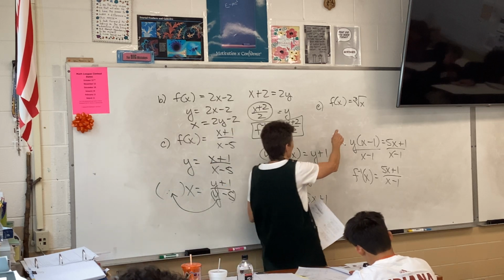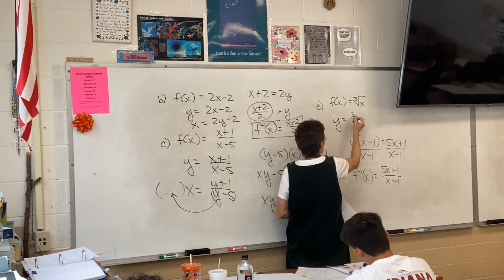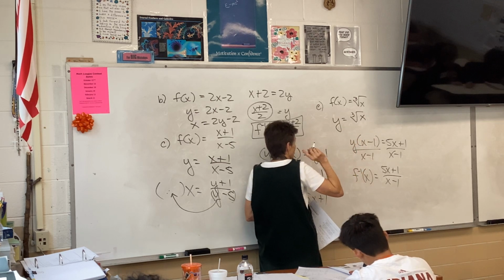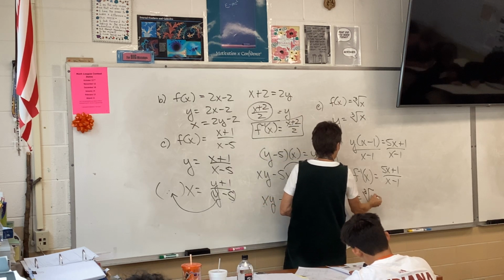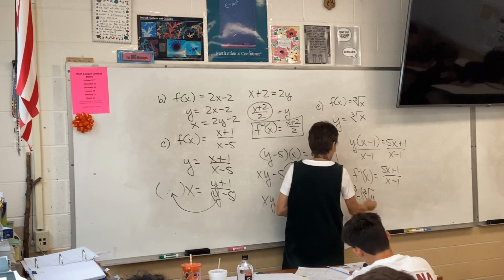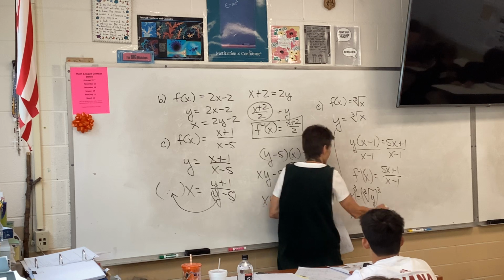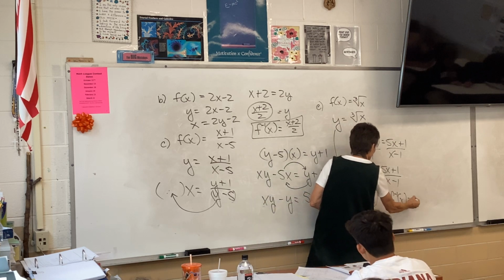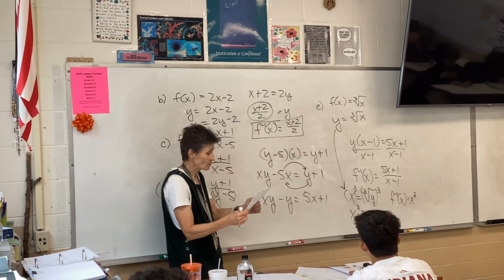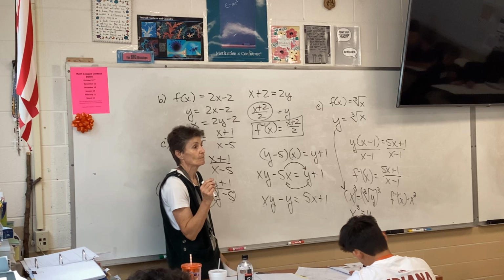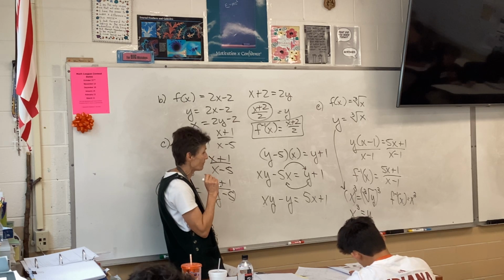And then the last one I want to do, how do we find the inverse of the cube root? Switch the variables, cube both sides, and you're done. What is your inverse then? X to the third. Yep, x to the third. So when we find an inverse, we switch variables, and then get y by itself. Do whatever you have to do to get y by itself.